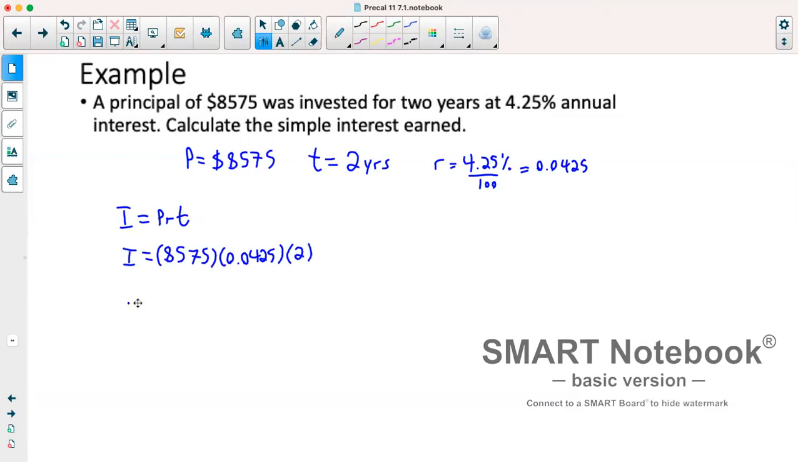Now we'll calculate this. And then when we get to our final answer, we will round to 2 decimal places, because with money, we tend to use 2 decimal places because cents, so it goes down to 1/100th of a dollar. So that gives us $728.88.